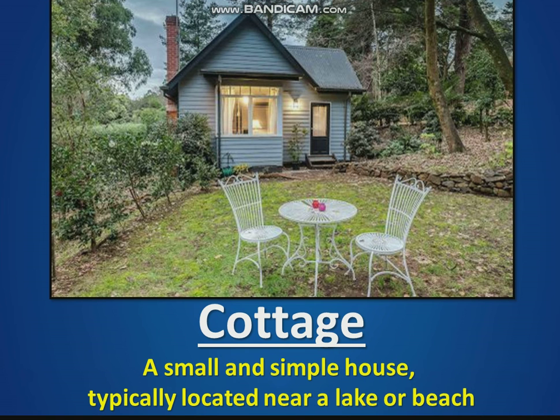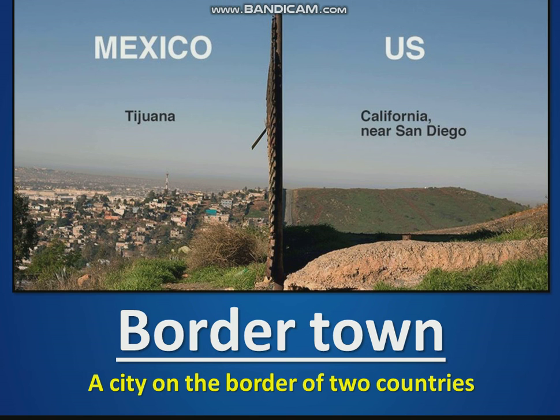All right, cottage. A cottage is a small and simple house typically located near a lake or a beach. This is a cottage. A border town. A border town is a city or a town on the border of two countries. For example, this is the border, a frontera, between Mexico and the United States. Tijuana is a border town.